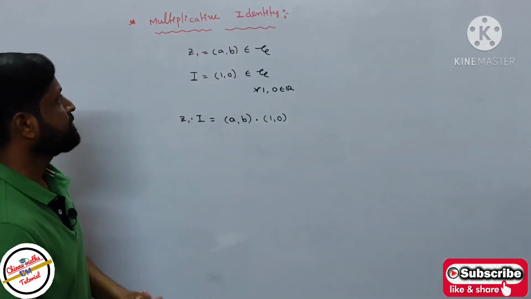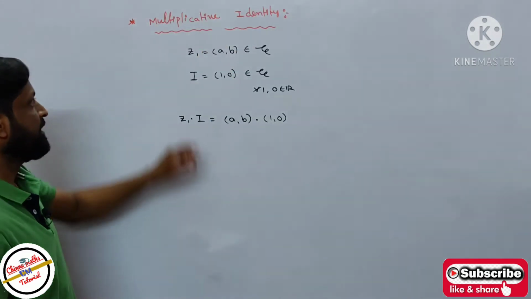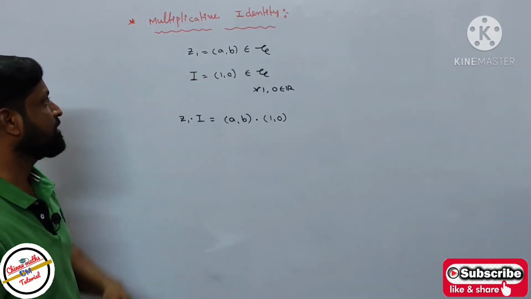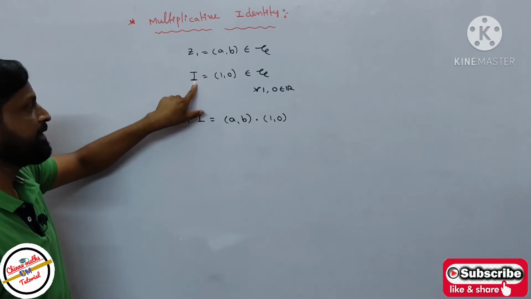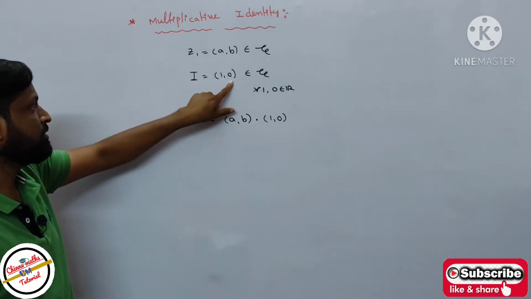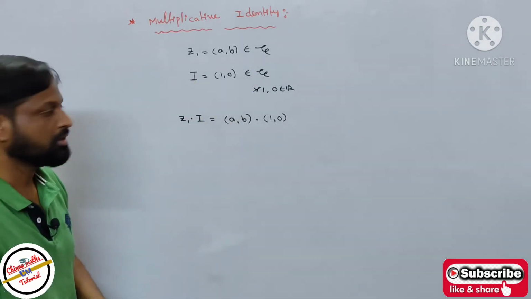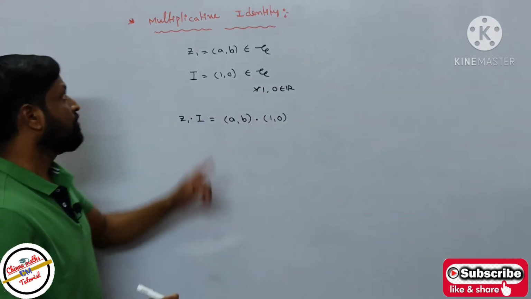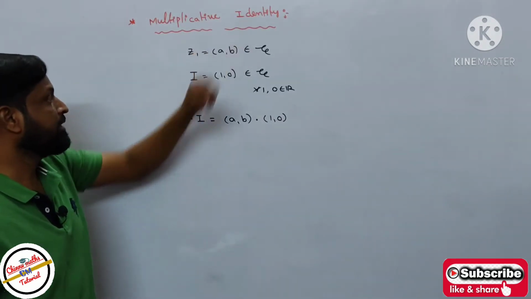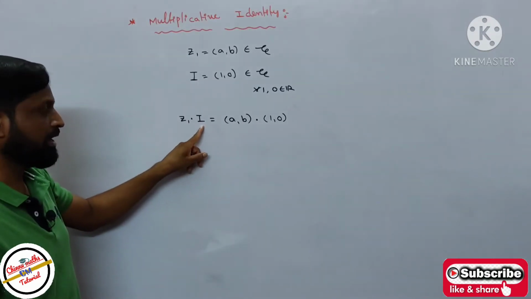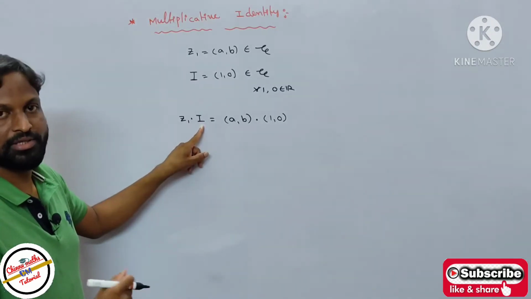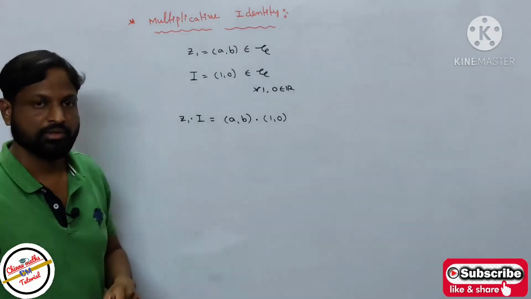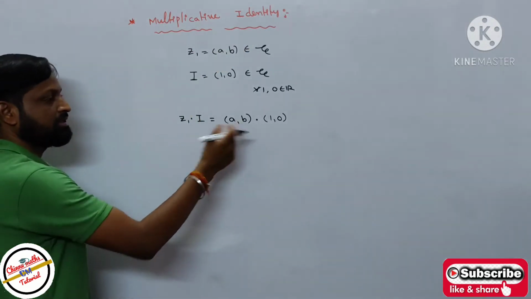Multiplicative identity. Multiplicative identity means I will take z1 equal to (a, b), an ordered pair belonging to the complex numbers, and I will take the identity I equal to (1, 0), which also belongs to the complex numbers, and 1, 0 belong to the real numbers. So what is the multiplicative identity? z1 times I is represented again as z1, then I is called the multiplicative identity. Let's see whether it is represented as z1 or not.